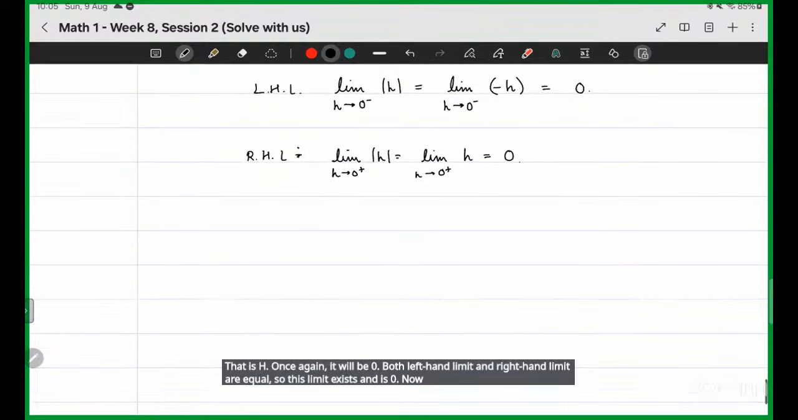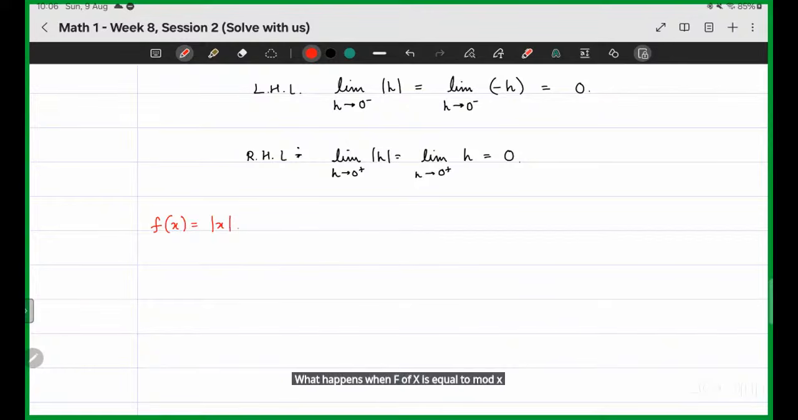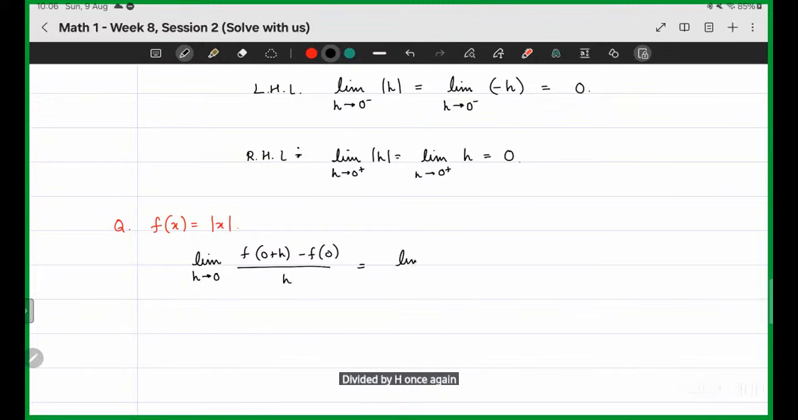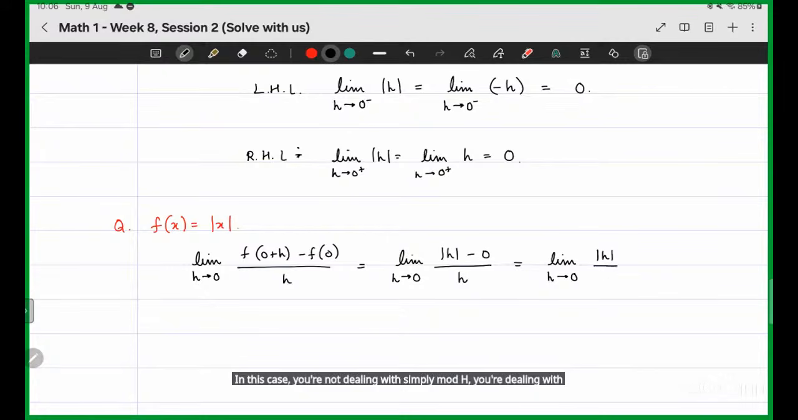Now contrast this with what happens when f of x is equal to mod x itself. Mod x is not differentiable. So in this case, what is the limit that you have to consider? It is f of 0 plus h minus f of 0 divided by h once again. The limit of f of h is mod h minus 0 divided by h. In this case, you're not dealing with simply mod h, you are dealing with mod h by h.